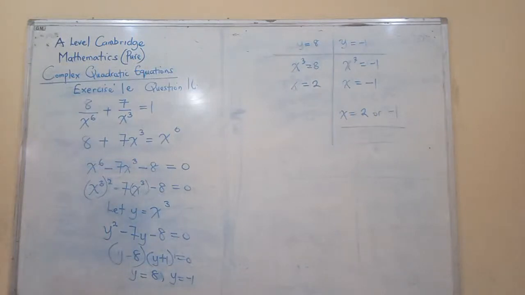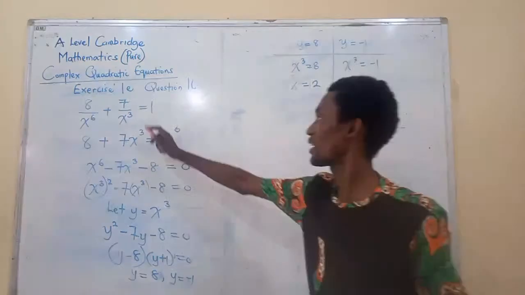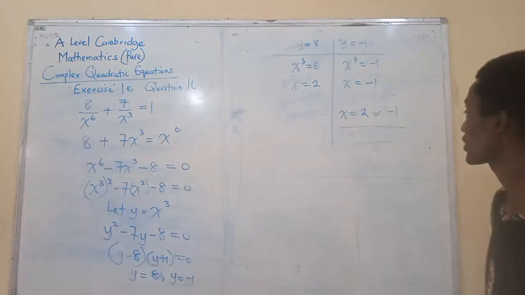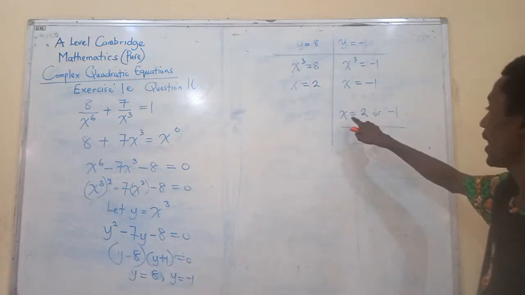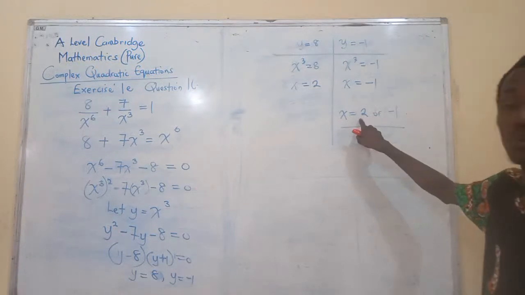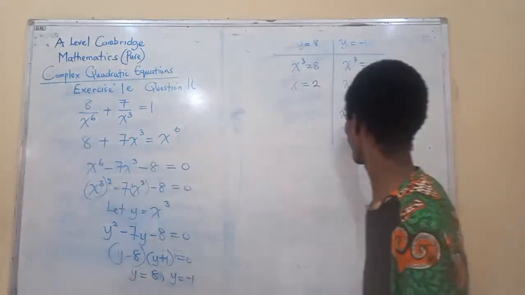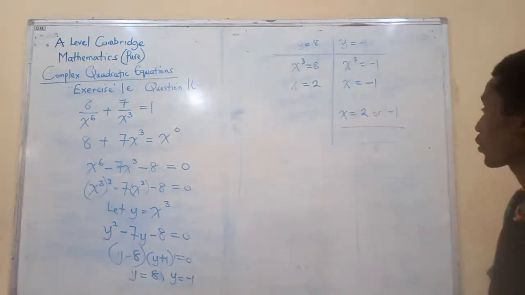A lot of questions will be popping up in our mind. How come we're having just 2 values for x when we expect to have maybe 6 different answers? But that's the beautiful thing about maths. In this setup, you can only have that x will be equal to 2 and x will be equal to minus 1.